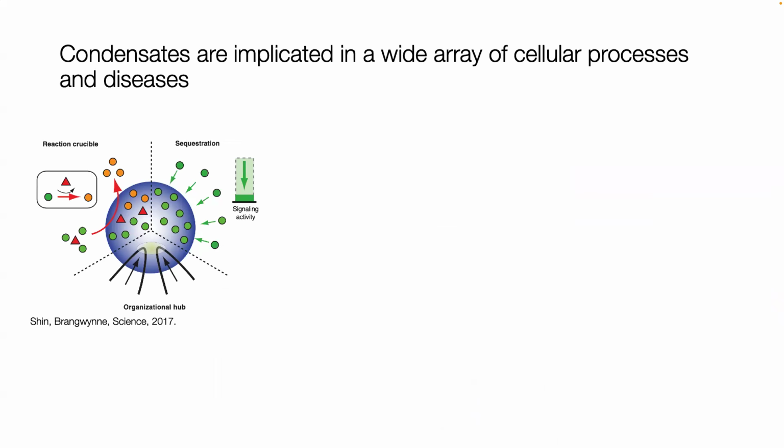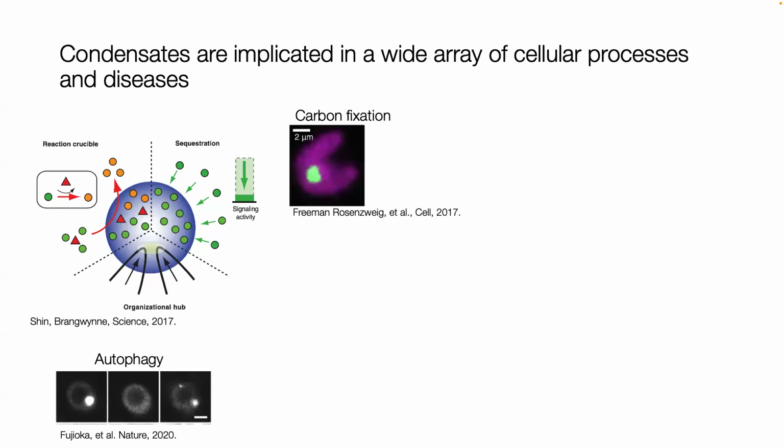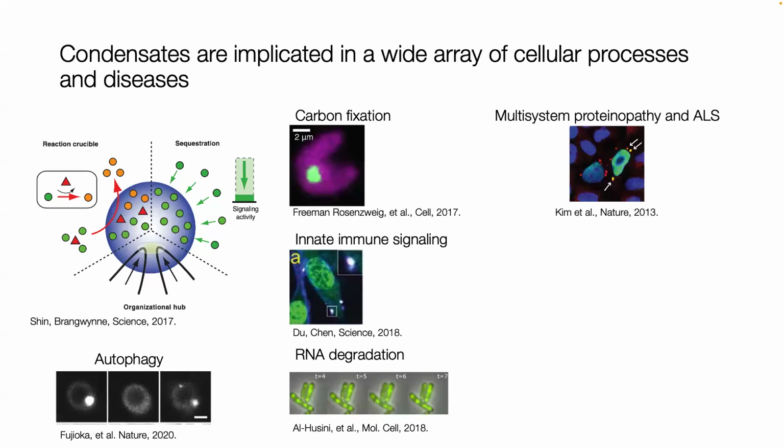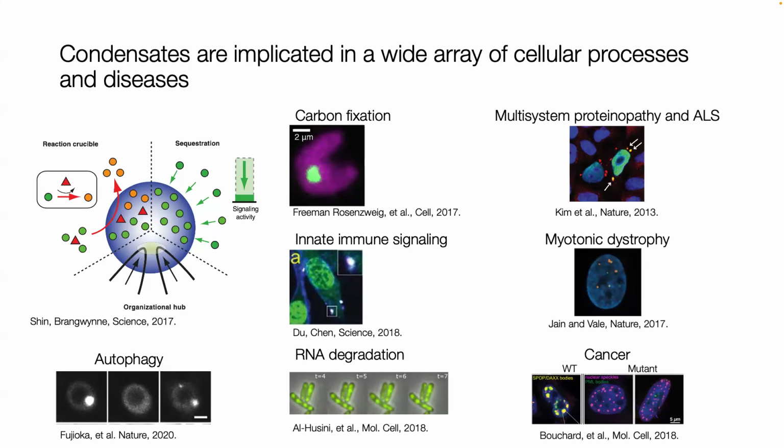They're involved in a very wide array of cellular processes. Honestly, almost any process you can think about, there's probably a condensate involved. So things like autophagy, carbon fixation, innate immune signaling, RNA degradation. And condensates, they seem to go awry in many diseases, especially neurodegenerative diseases and cancer.